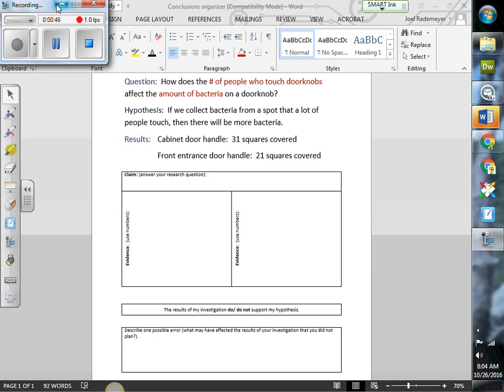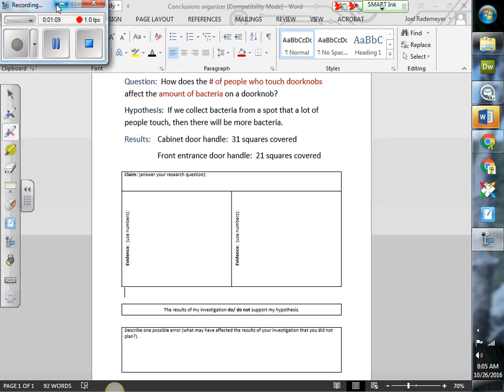They found that the cabinet door handle had 31 squares covered, and the front entrance door handle had 21 squares covered with bacteria. So now we're going to write some conclusions, and I'm going to model this for you using this organizer. And I want you to use this organizer the first time you write your conclusions, just so you can get an idea of what we expect this year in science.